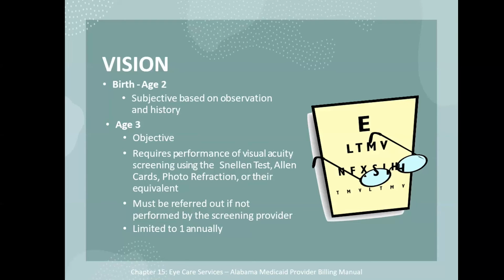Visual acuity screening must be performed through the use of the Snellen test, Allen cards, photorefraction, or their equivalent. Objective testing must be referred out if not performed by the screening provider. Vision screenings are limited to 1 each annually. However, if a suspected vision problem should manifest itself, an interperiodic screening should be performed in order for an EPSDT referral to be issued to a specialist. For detailed information pertaining to the vision program, refer to Chapter 15, Eye Care Services, in the Alabama Medicaid Provider Billing Manual.